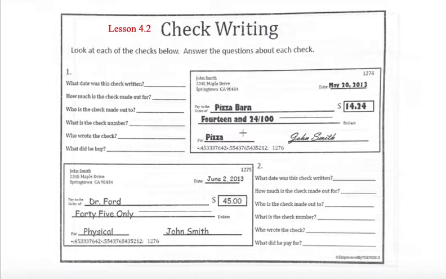Okay, so let's just make sure we can find everything appropriately. It says, what date was the check written? So the check was written on May 20th, 2013. So I'm going to list that here. How much was the check made out for? It was made out for $14.24. Who was the check made out to? It was made out to Pizza Barn.